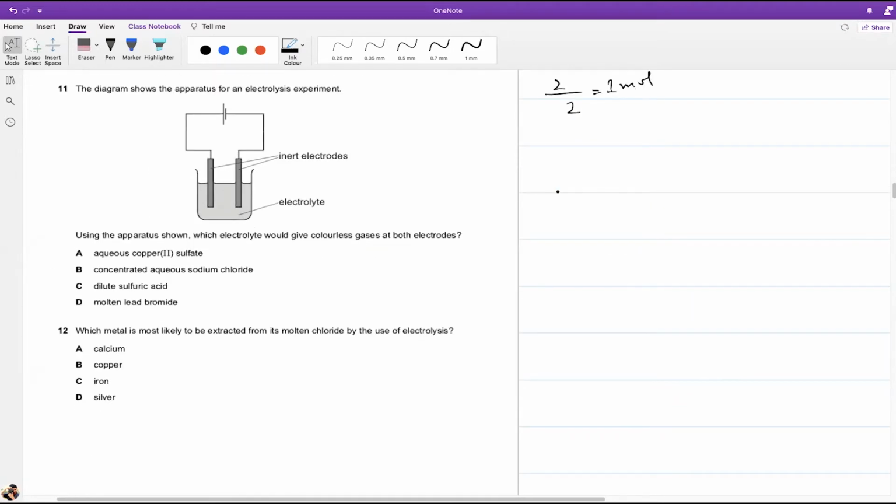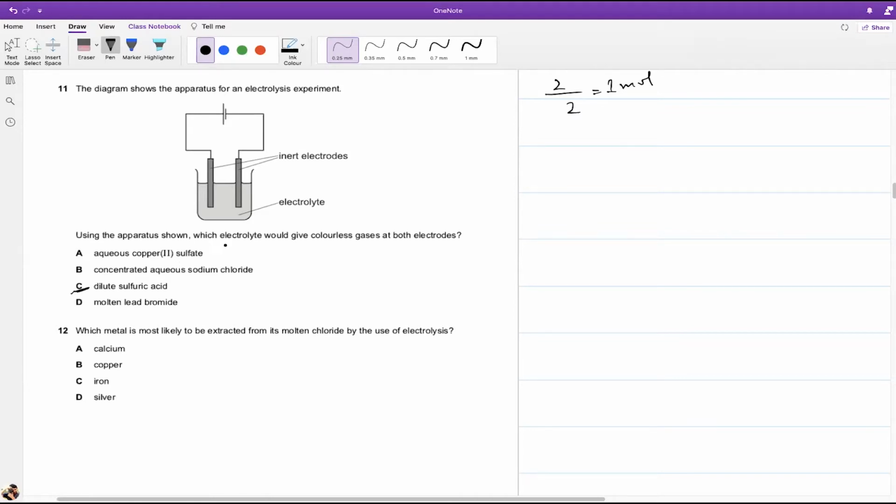The diagram shows the apparatus for an electrolysis experiment. We are using inert electrodes, could be platinum, could be graphite. The electrolyte is obviously something that does conduct electricity. Using the apparatus shown, which electrolyte would give colorless gases at both electrodes? You need colorless gases, so which gases will be colorless? In everything we have done, when do we get colorless gas? When water breaks down. Water breaks down when you have dilute acid. That's it, dilute acid will break down water. So it is C. But let's see what would happen in the others.